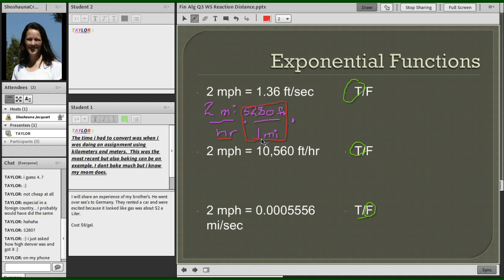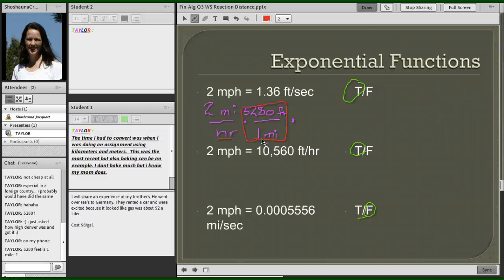Do you know why we multiply by that? Yeah, and the net effect is that it actually equals 1, because 5,280 feet divided by 1 mile, or 1 mile divided by 5,280 feet, the net effect is 1. So I can multiply anything by 1, but we're just going to make it look different.